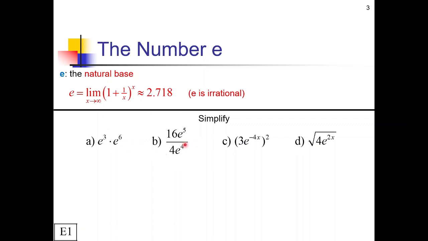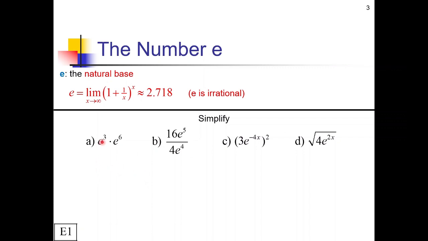You can treat it like a variable, even though it's a constant, because it behaves a lot like a variable in these expressions. So pause the video and just use what you know about basic exponent rules to see how many of these you can simplify. All right, let's go through these one at a time.